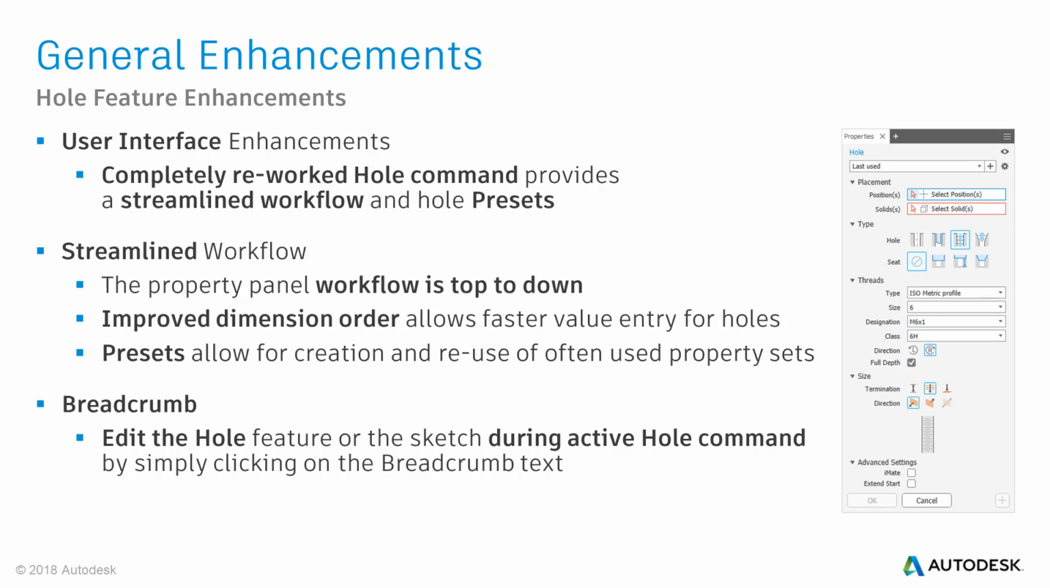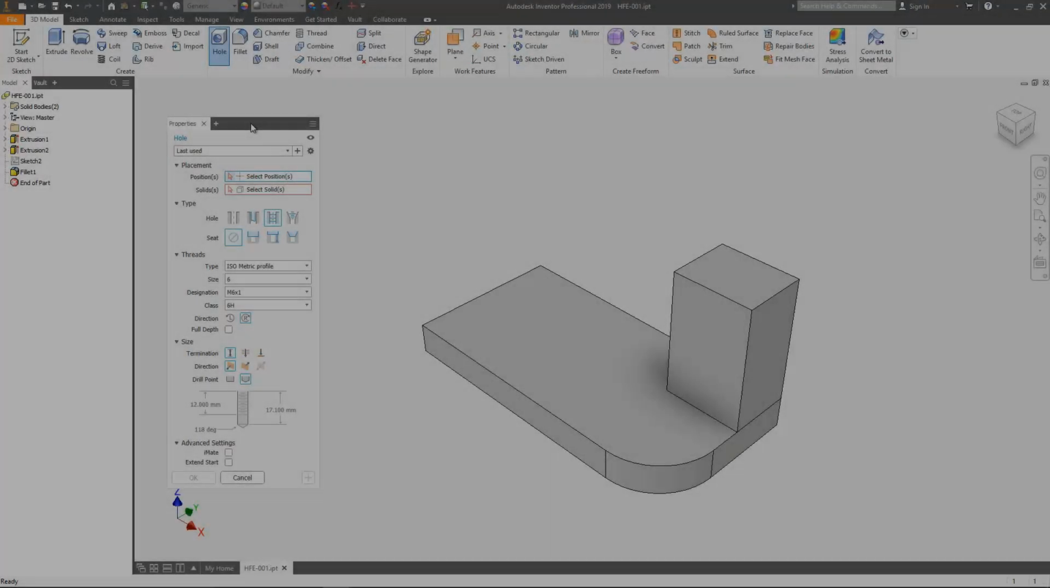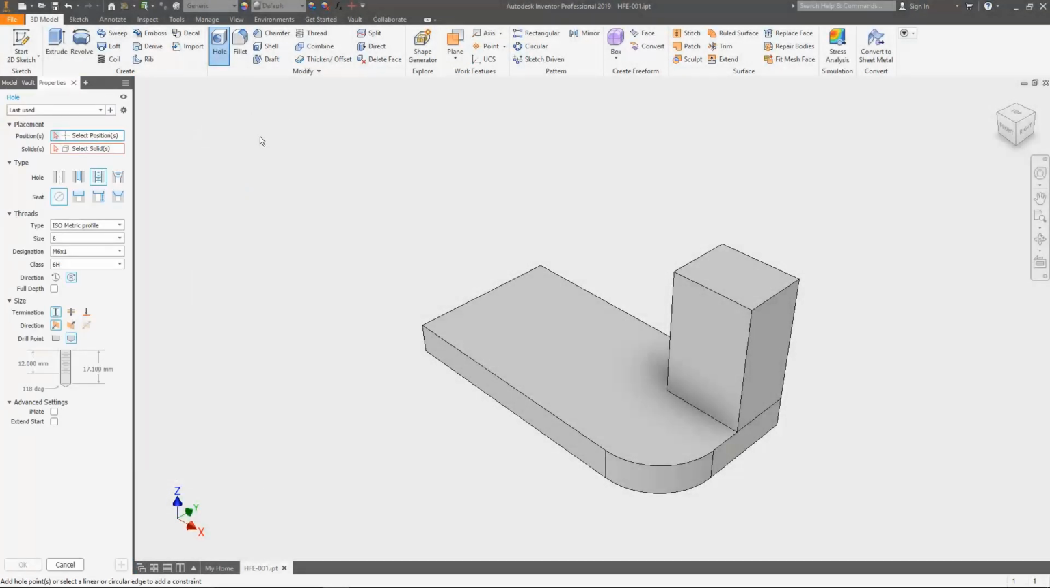You also have so-called presets now, which you can use to create reusable feature definitions. Even newer are breadcrumbs, which allow you to quickly switch from editing the feature to editing the associated sketch. You can also rename the feature or sketch right from the breadcrumb. I think a demo of the new Hole command doesn't hurt.